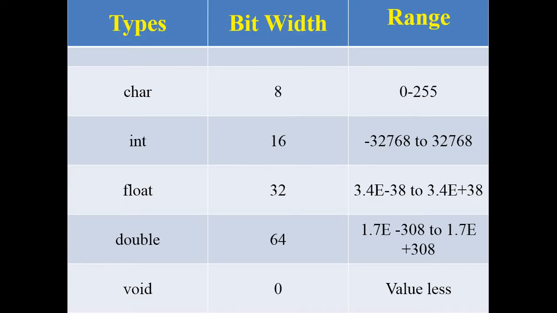Again, these are the different bit widths of the different data types. A character is 8, integer 16, float 32, 64 ang double float, and the void is 0. When it comes to ranges, ang ranges 0 to 255, and negative 32 to positive 32, this is the maximum value of 16 bits. This is also the maximum value of 32 bits. This is also the maximum value of 64 bits. So nagkakataas ang iyahang range or ang iyahang capacity. Of course, void, that is valueless.